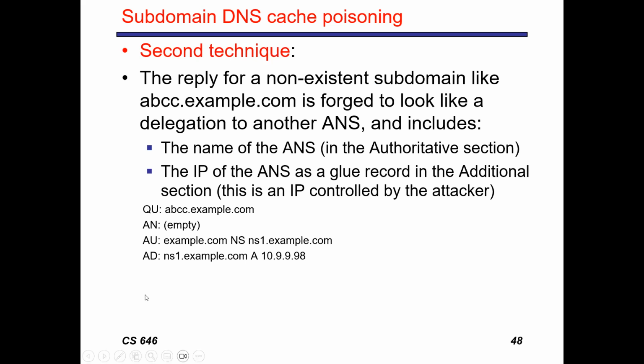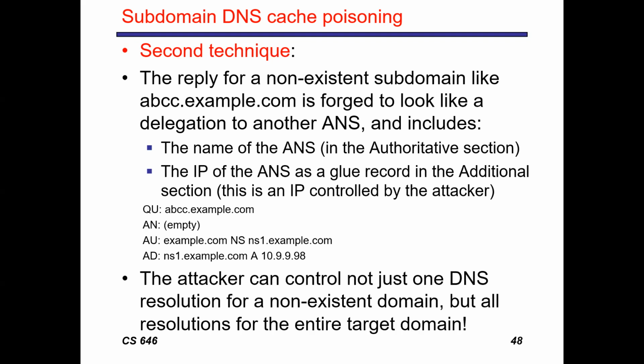right? So here, if you see, you have the reply coming back: abcc.example.com. The example.com has a name server ns1.example.com, and ns1.example.com is now mapped to 10.9.9.98, which is obviously controlled by the attacker. So the ISP's domain DNS server thinks that, okay, these queries have now been delegated to another authoritative name server, which is basically the attacker, since the original authoritative name server never replied back.